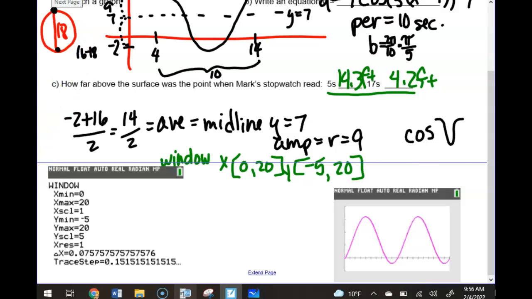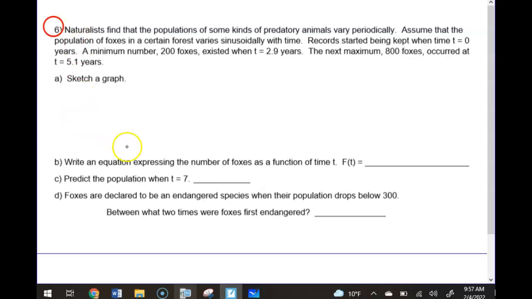Okay, one more. I just want to do number 6 because I'm not sure this gives us a whole period. We got to think about this a minute here. Naturalists find that the populations of some kinds of predatory animals vary periodically, okay? Assume that a population of foxes in a certain forest varies sinusoidally with time. So record keeping starts when time equals 0, and okay, so we started when time is 0, but I don't think we know how many foxes there were because it says a minimum number, 200 foxes existed when it hit 2.9.